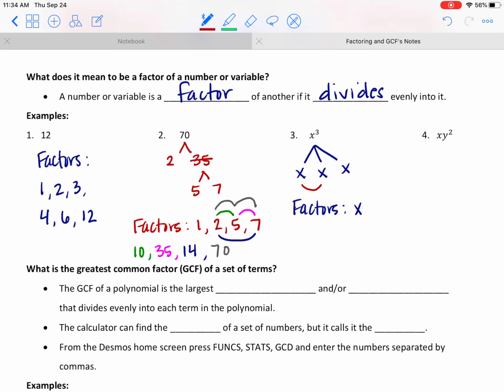So for example, if I multiply an x and an x, I get an x squared. That's got to be another factor, right? Let me just get rid of the comma and rewrite this. Okay, so x squared is another factor. Or if I multiplied all three of these, the x and the x and the x, then x to the third has to be another factor. Okay? So my factors of x cubed would be x, x squared, and x cubed.